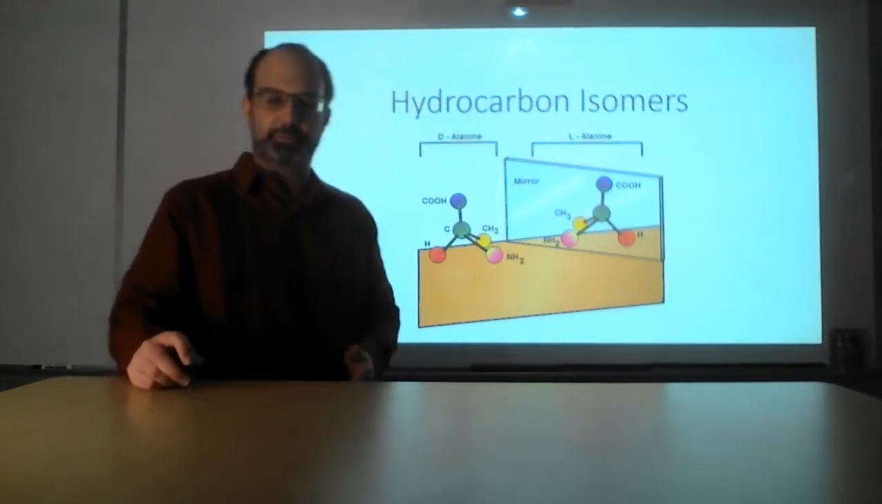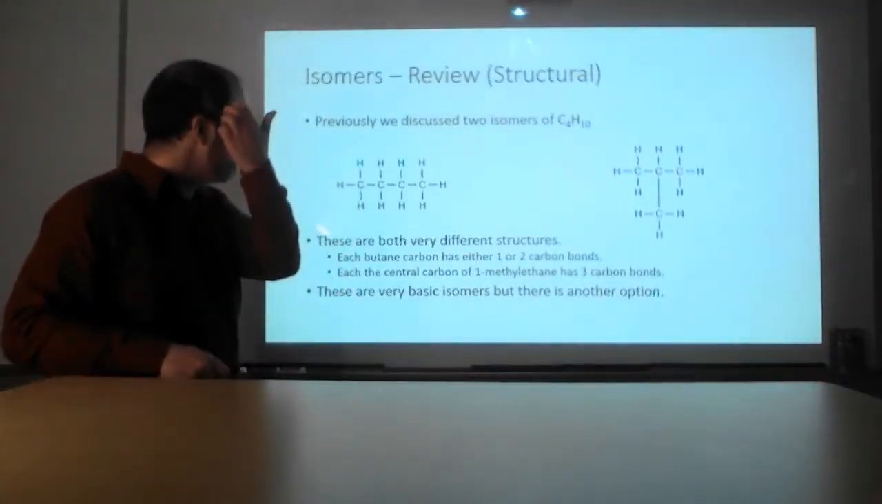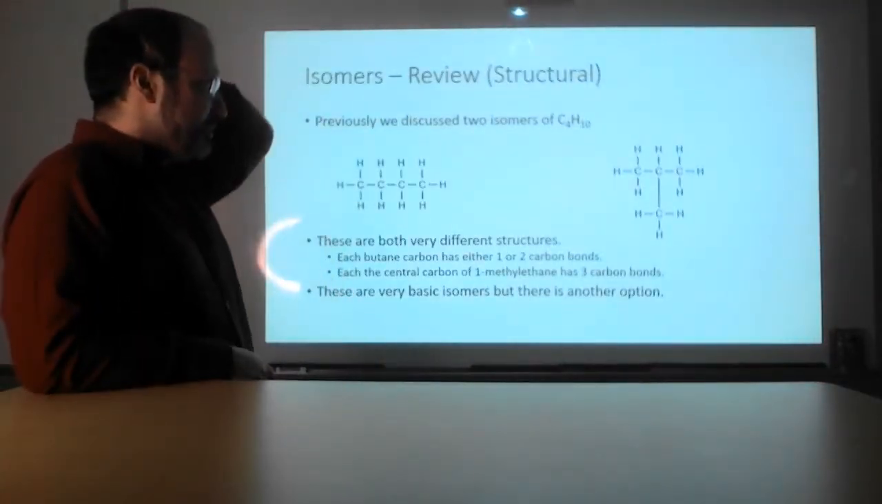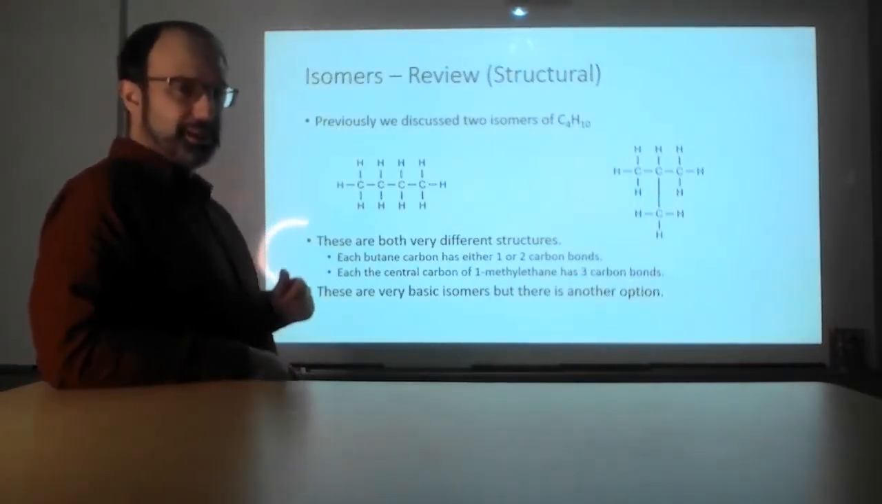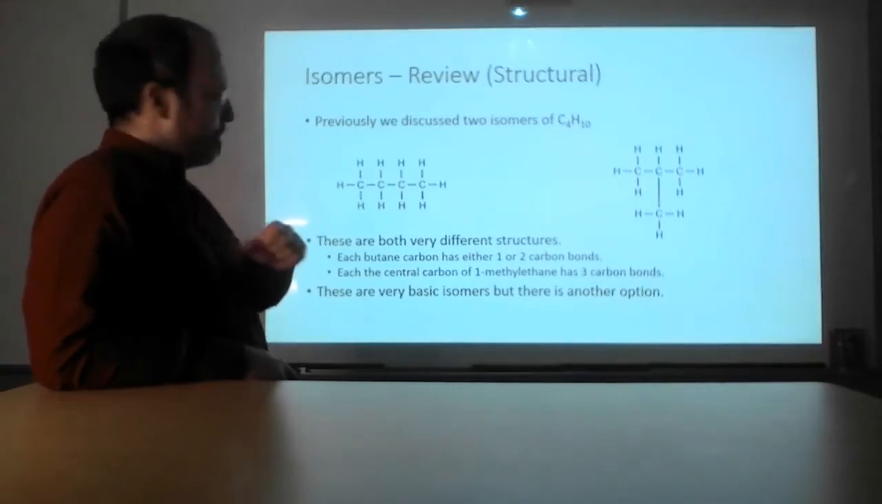Let's take a look at some examples, okay? Here's one. Previously, we discussed two isomers of C4H10. That's a bit of a lie. If you check the previous video, we did C5H12, but shh, don't let anyone know.